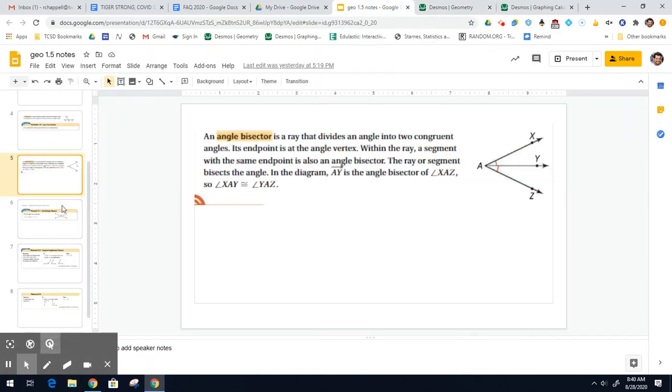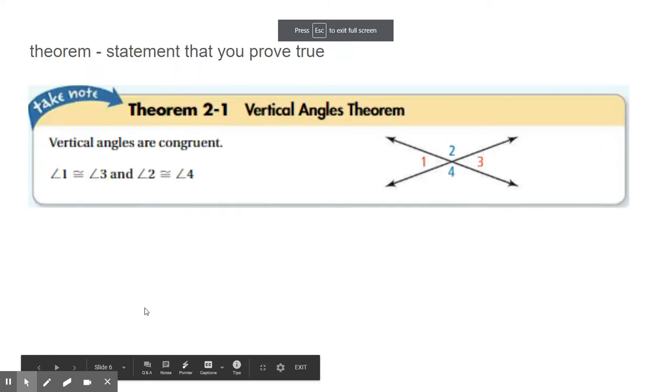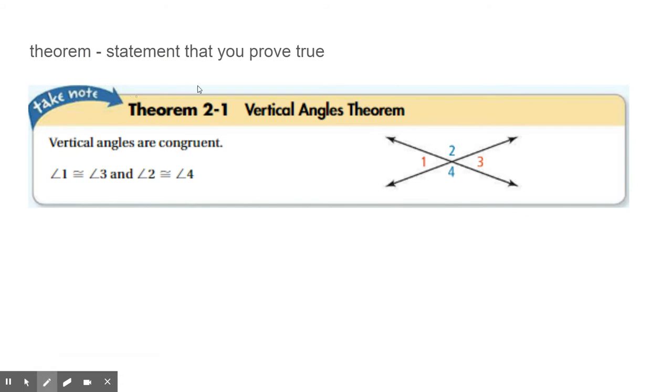Okay. All right. So back at it here. So I'm going to do 2 more slides on this video. So we're going to talk about theorems now. So we're getting into the big boy and girl stuff. Theorems. Theorems are statements that you can prove true.